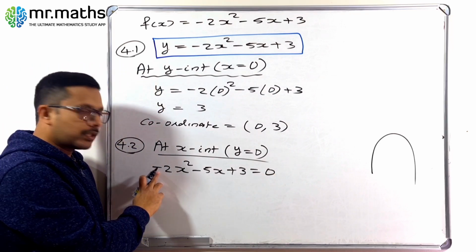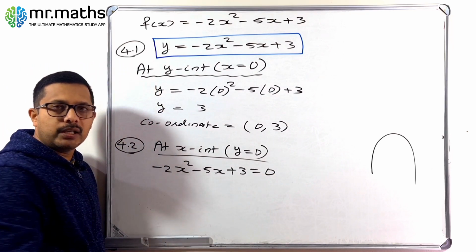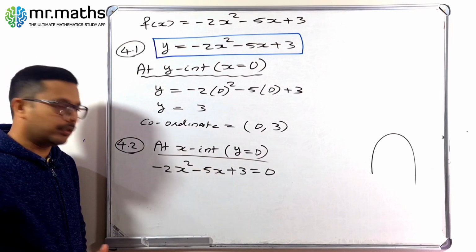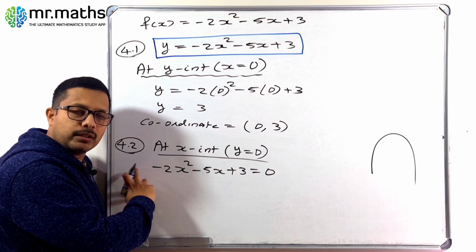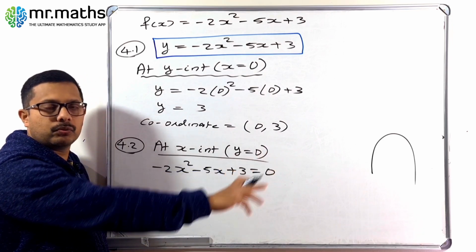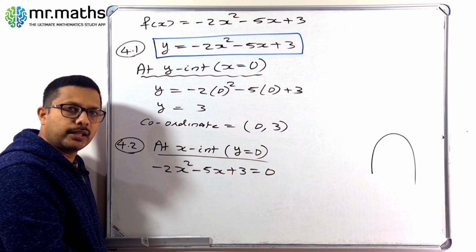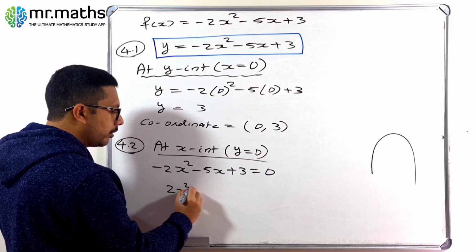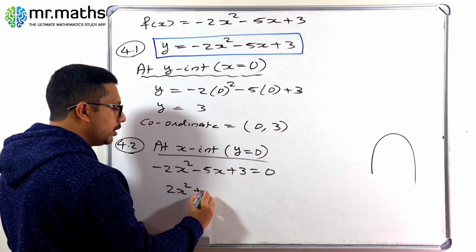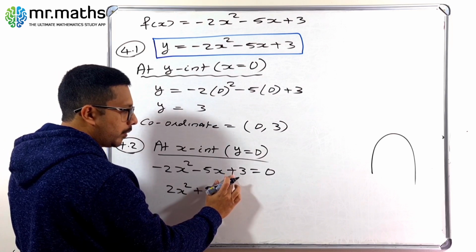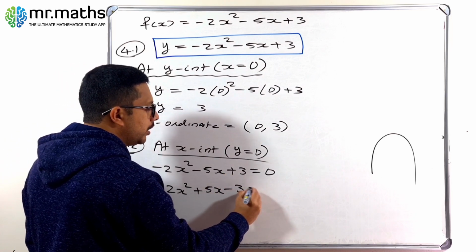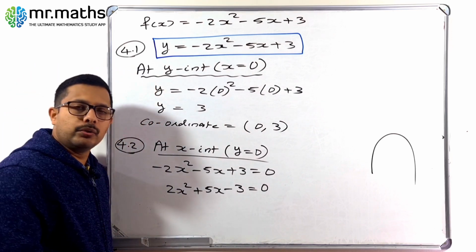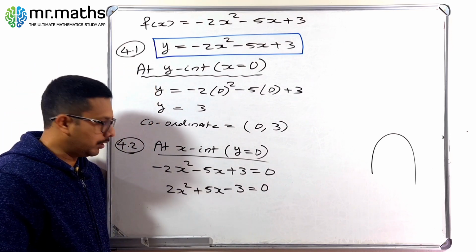Since the coefficient of x squared is minus, first you have to make it positive. How can you convert that into positive? Either you multiply throughout with a negative or you divide throughout with a negative. Negative times negative is positive 2x square, negative times negative is positive 5x, negative times plus is negative 3, is equal to 0. Now what you have to do? You have to factorize this one.